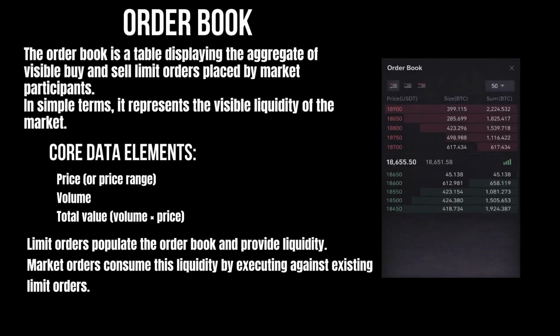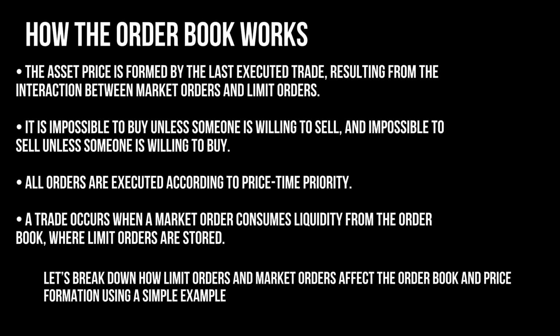For example, at a specific price level such as $18,650, there may be a total of 45 units available. This volume can belong to a single participant, an institution, or many different traders placing smaller orders. When a market order reaches this price level, the available volume is filled in sequence. Orders are executed in the order they were placed, following a first-come, first-served principle. The limit order that is placed first has execution priority. A trade occurs when a market order removes liquidity from the order book where all limit orders are stored.